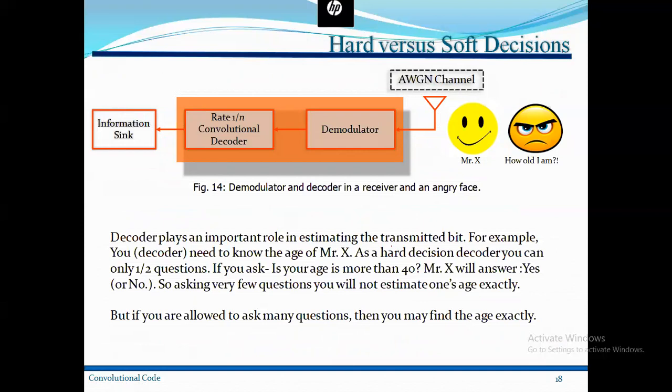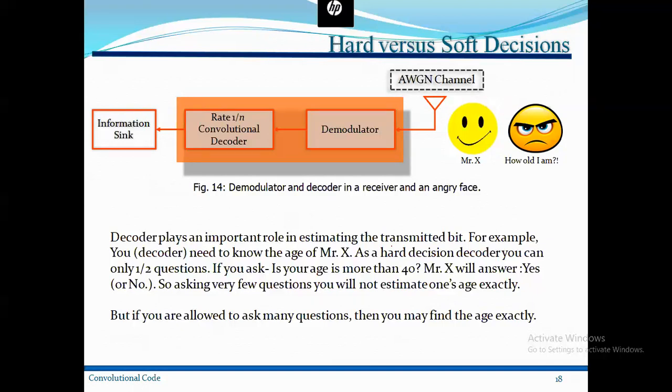So now we use the hard versus soft decision. Hard decision is that you ask a single question and you have to answer yes or no. So it is a hard decision. Sometimes you cannot answer in yes or no. You need more explanation to answer. And similarly, you need to ask many questions instead of a single question.